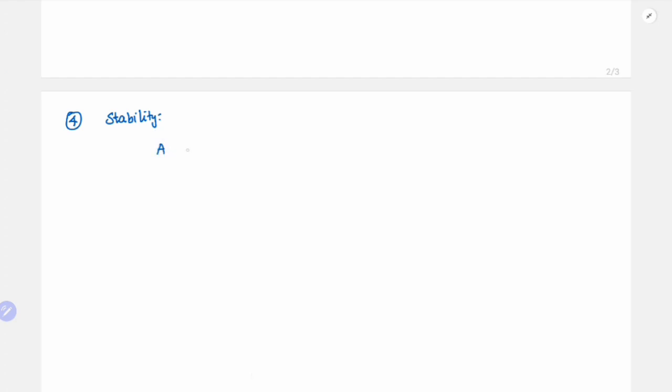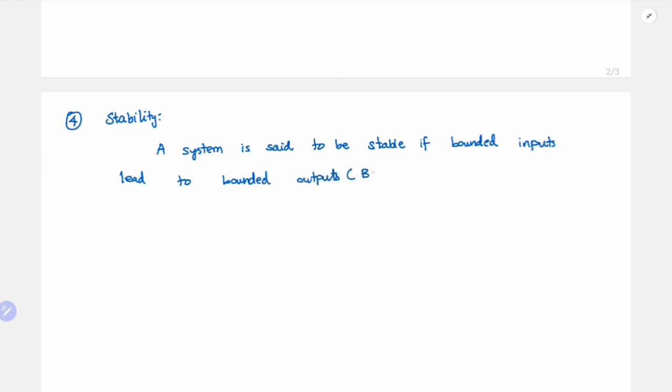So a system is said to be stable if bounded inputs lead to bounded outputs. So this is also called BIBO stability.